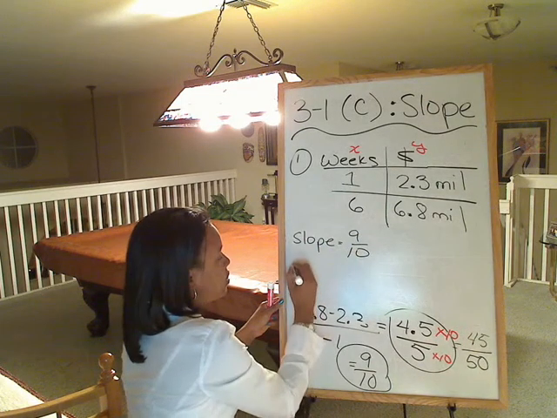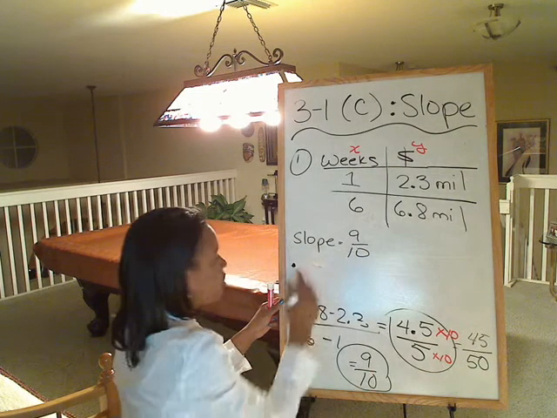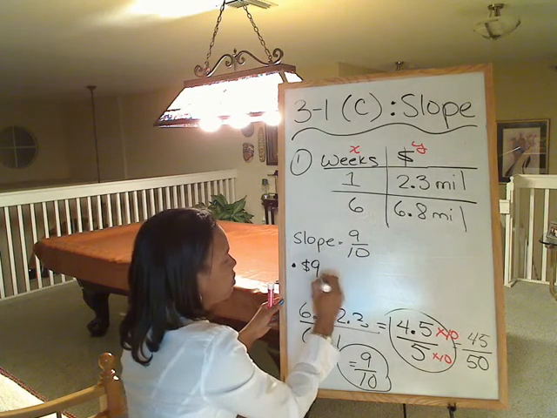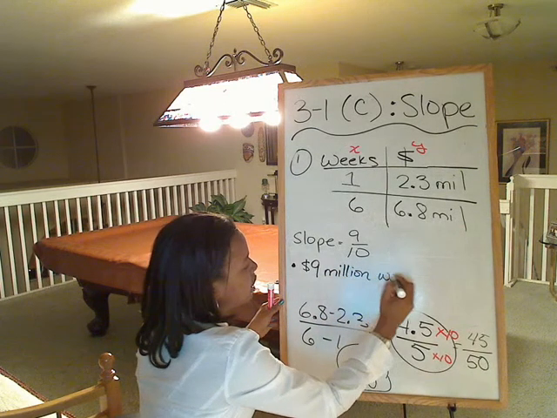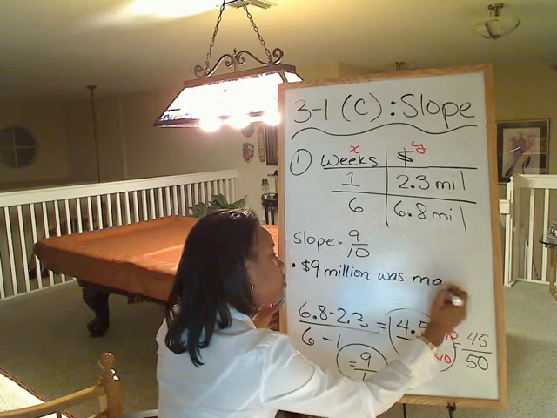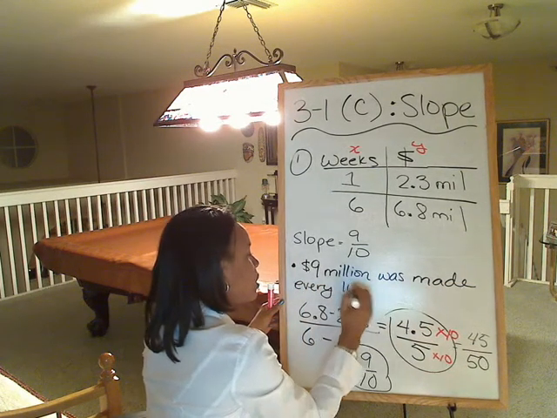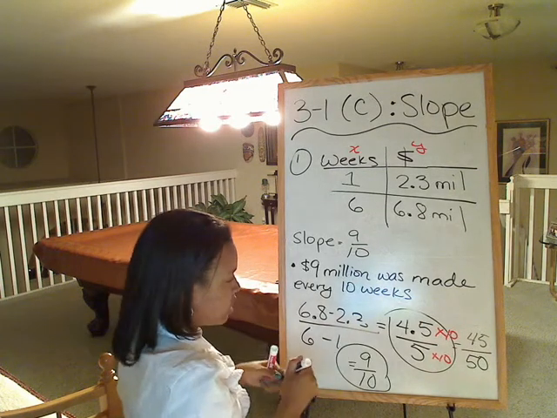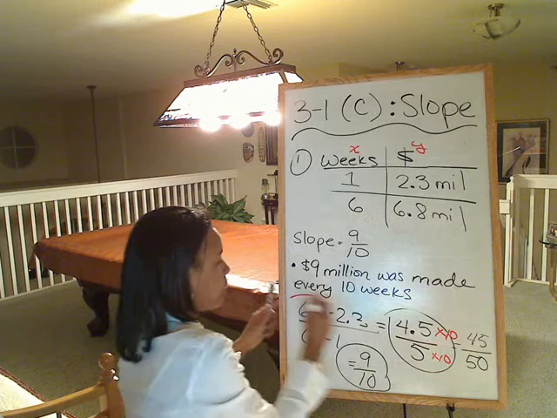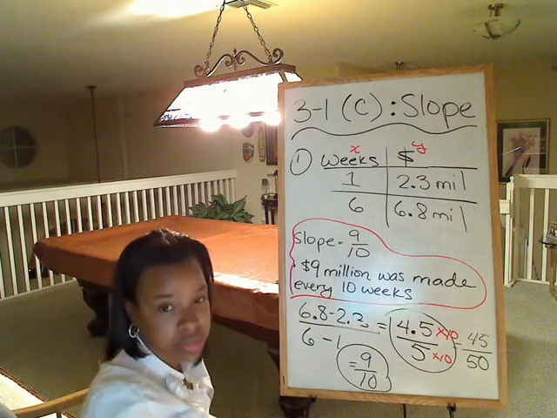And what does that mean? It means that $9 million was made every 10 weeks. Just that simple. $9 million was made every 10 weeks.